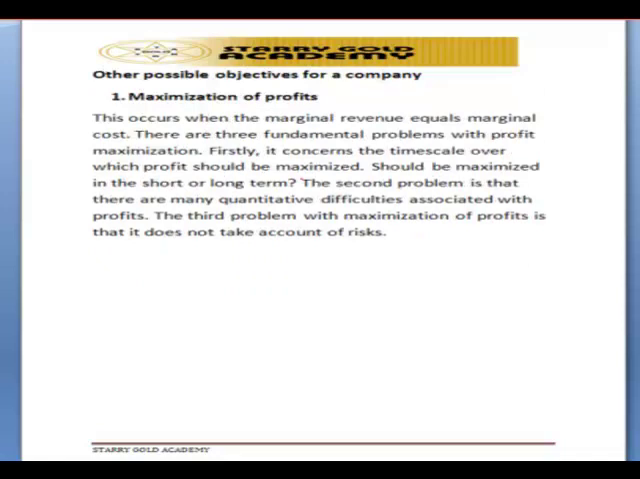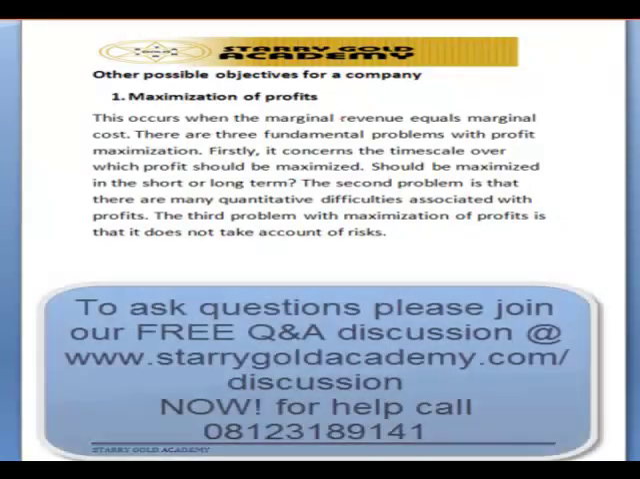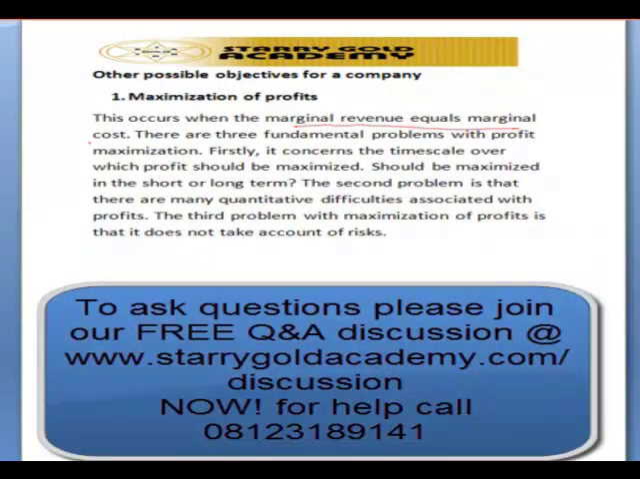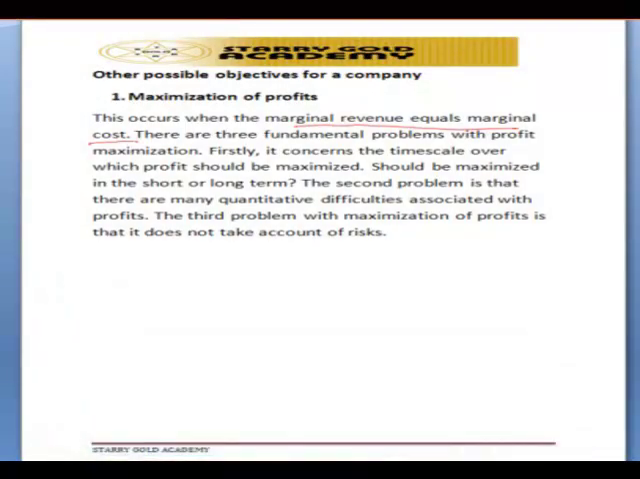Alright, other objectives of the company, I'm not going to spend time here. Maximization of profits. They want to maximize profits, and please take note that profit maximization occurs when marginal revenue equals marginal cost. But there are three fundamental problems with profit maximization. Number one, it concerns the time scale over which profit should be maximized. When you're saying that profit ought to be maximized, most often times we don't attach time to that. Alright?